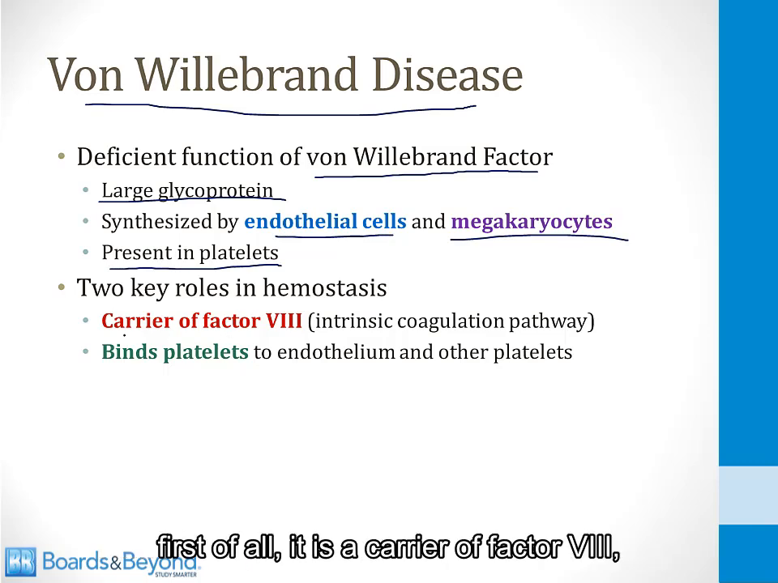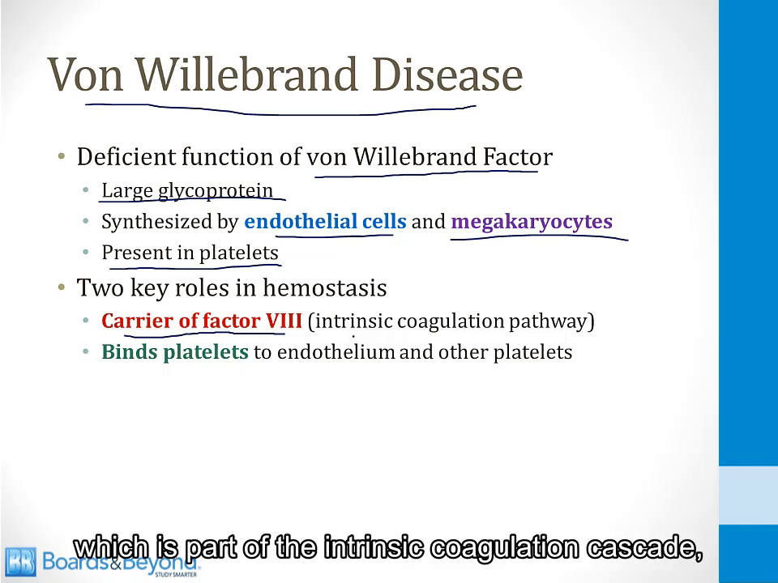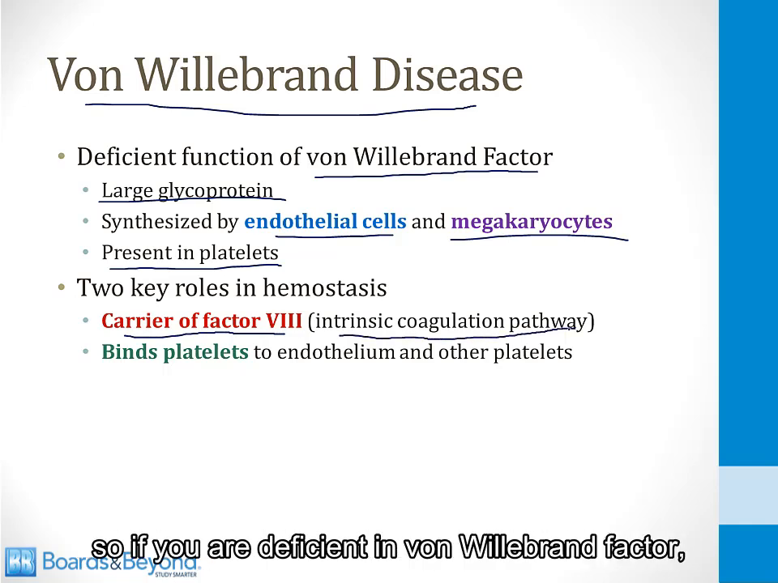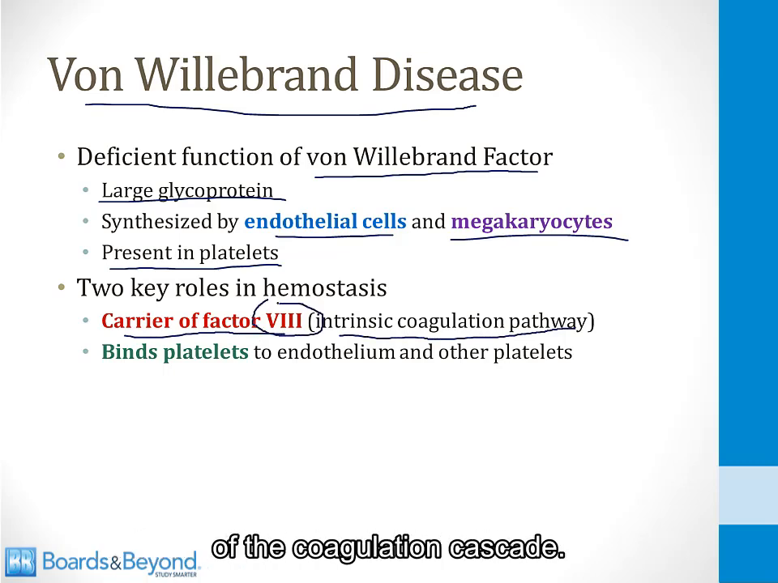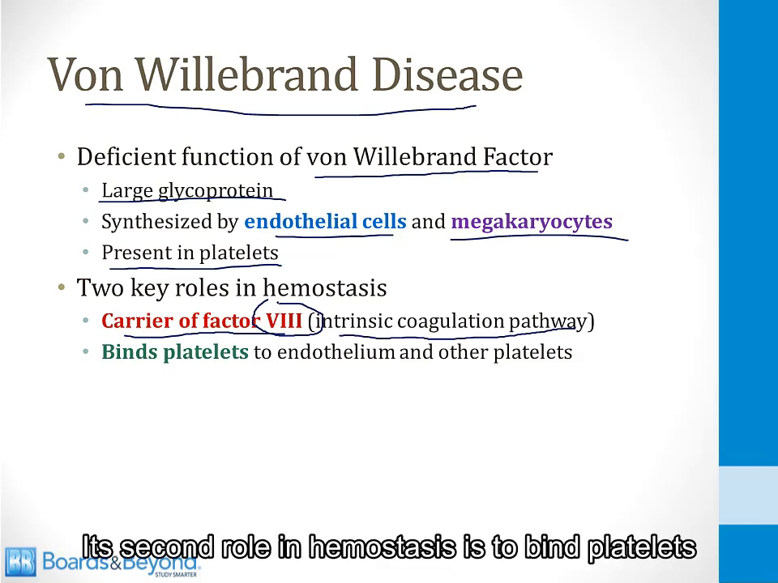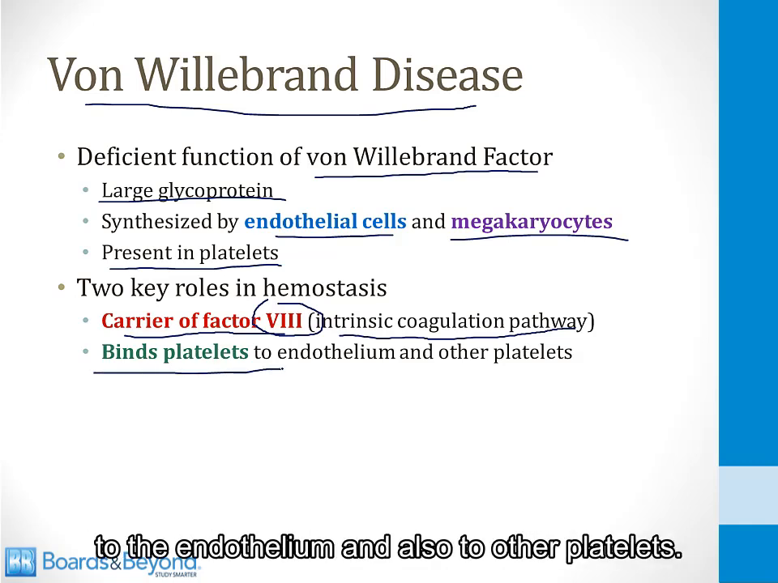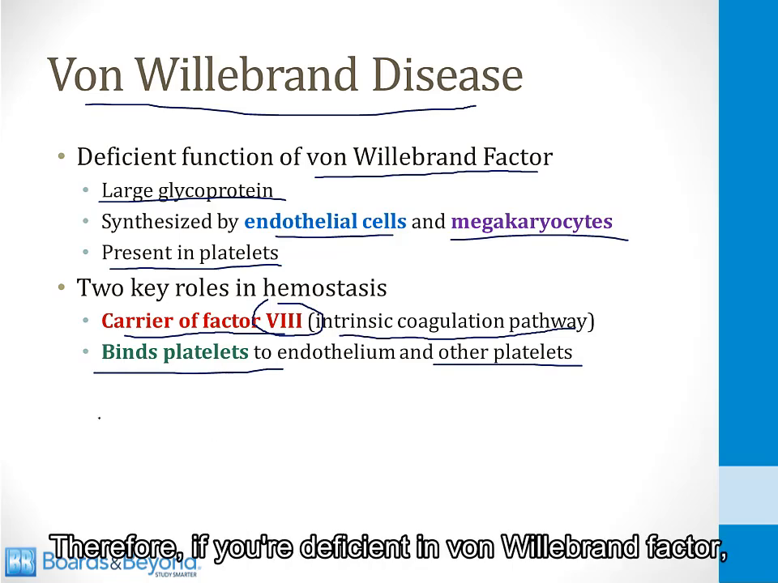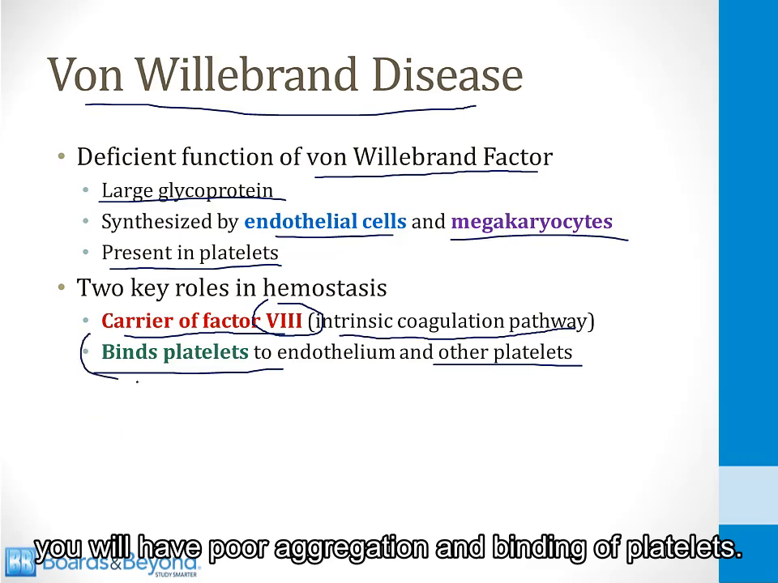First of all, it is a carrier of factor VIII, which is part of the intrinsic coagulation cascade. So if you are deficient in von Willebrand factor, you will also be deficient in factor VIII of the coagulation cascade. Its second role in hemostasis is to bind platelets to the endothelium and also to other platelets. Therefore, if you're deficient in von Willebrand factor, you will have poor aggregation and binding of platelets.